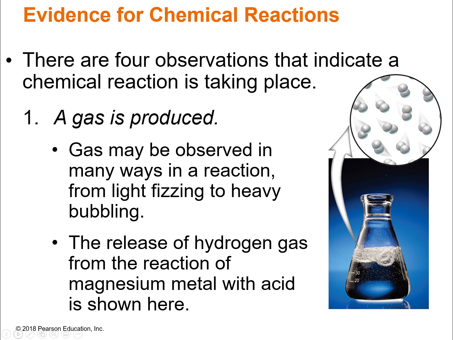The first one we'll talk about is a gas being produced. You add one thing to another and you start to see some bubbles. That's a gas being produced. In the image here, you're adding magnesium metal to an acid and you're seeing some bubbling happening at the top. That's the release of hydrogen gas. So that's one type of evidence.